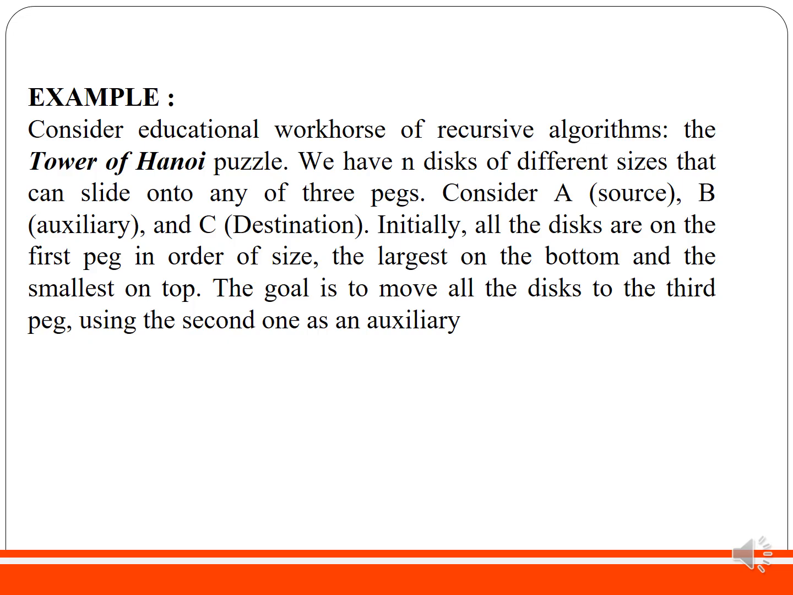Our second example is the Towers of Hanoi puzzle. There are three pegs. A is the source, B is the auxiliary, and C is the destination. Initially, all the disks are placed on peg A in decreasing order of size. The objective is to move all the disks to peg C following three rules. Only one disk can be moved at a time. A larger disk cannot be placed on a smaller disk. The auxiliary peg can be used whenever necessary.